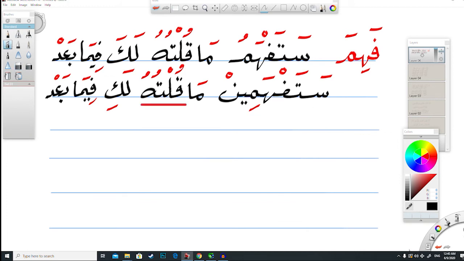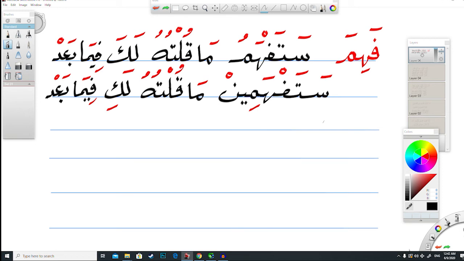ستفهمين ما قلته لك فيما بعد. Let's focus on the first shape of the future. As we mentioned, we add sin for the future and ta. At the end, which differs from the masculine case, we added ya and nun. ستفهمين ما قلته لك, لك for the male and لك for female, to you. You will understand what I said to you later.